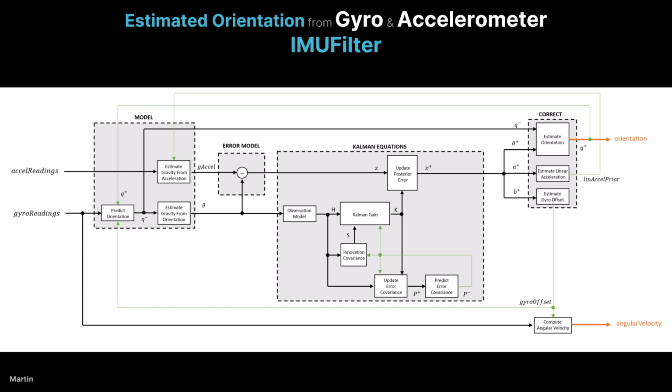It predicts orientation using gyroscope data and then corrects it by comparing the measured gravity vector from the accelerometer with the expected gravity based on the current estimate. By modeling small error states and applying a Kalman gain, the filter effectively reduces gyroscope drift while maintaining robustness to motion and noise.